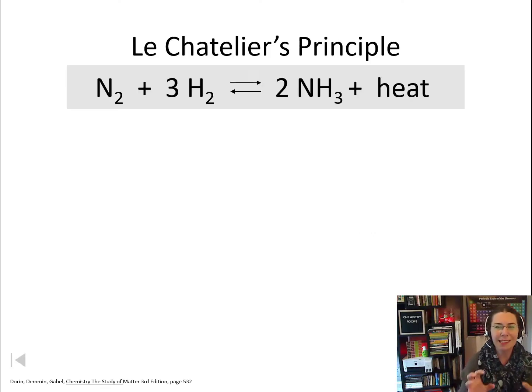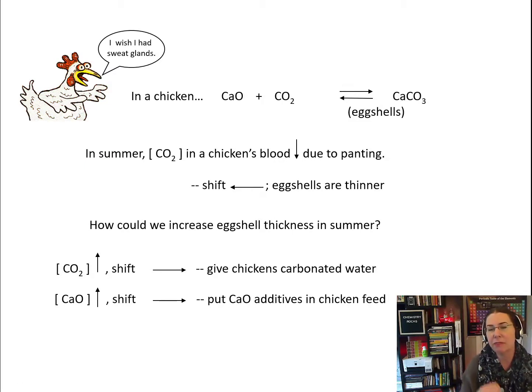So this is the idea behind Le Chatelier's principle. It's the idea that if we make a change in a system, that system will then shift direction in order to compensate for the change that we made. You saw this in the equilibrium game. And we're going to have you go back and do some additional levels of that so that you can really see this in action.